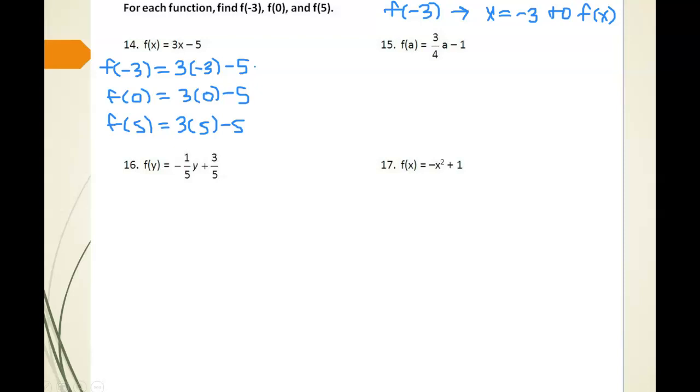So 3 times -3 is -9. -9 minus 5 is -14. 3 times 0 is 0, minus 5 is -5. 3 times 5 is 15, minus 5 is 10.